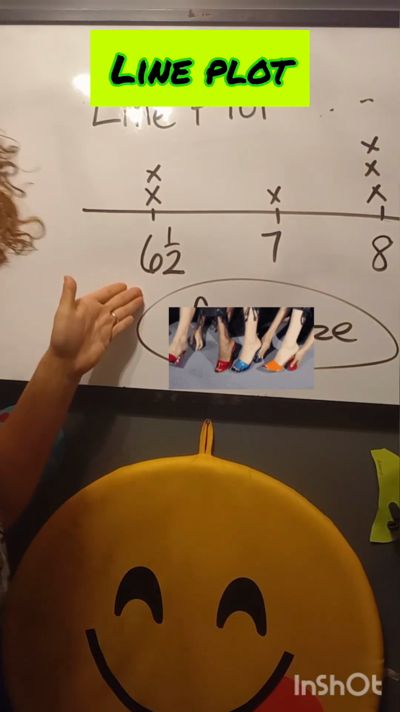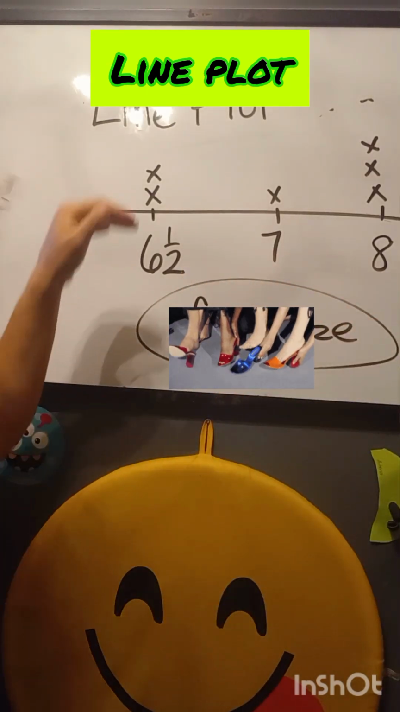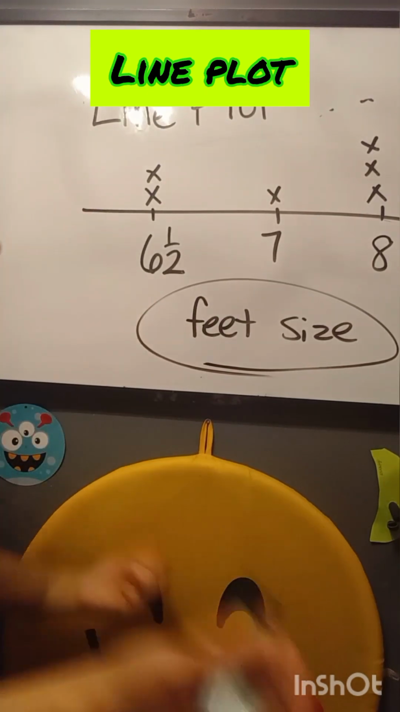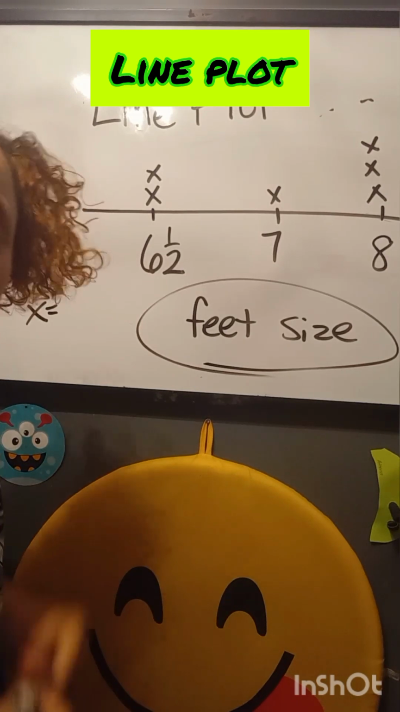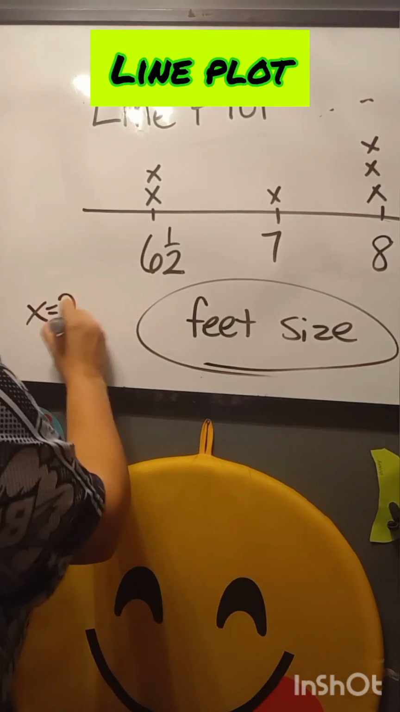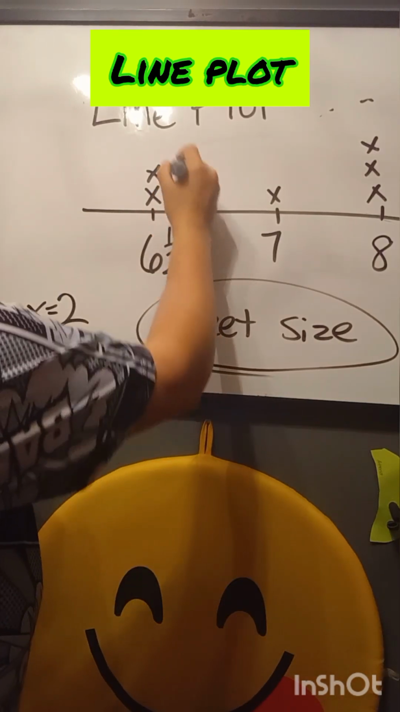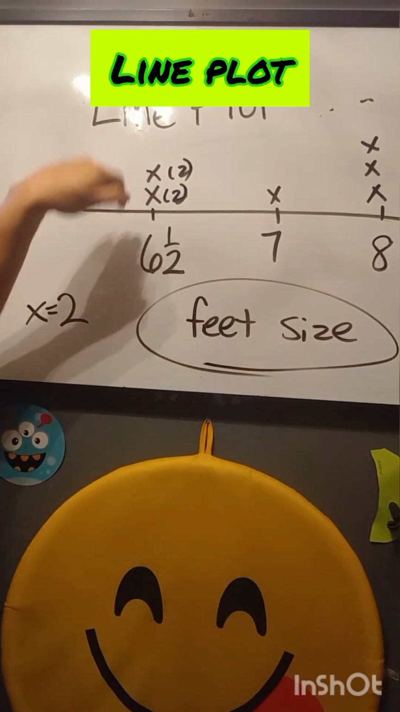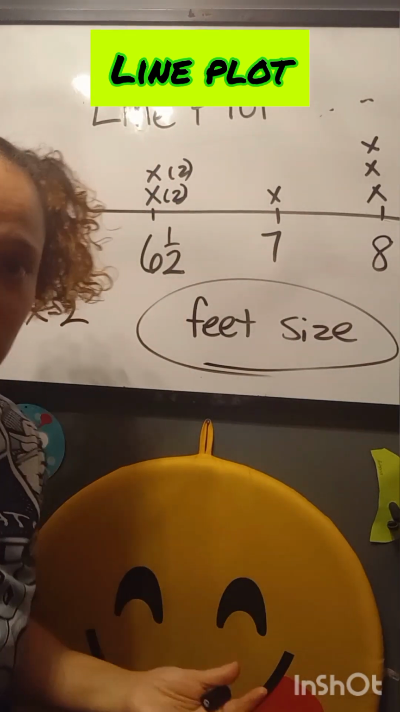We have 6.5 foot size, we have a 7 and an 8. At 6.5, we see that we have two x's here. And in the question, it may say the x represents, which is a very common term in math, 2. So that means that each time you see that x, it's a 2. So that would be 2 and another 2, which we could either do 2 times 2 to find out that there's 4, or we could just do 2 plus 2, which gives us 4.